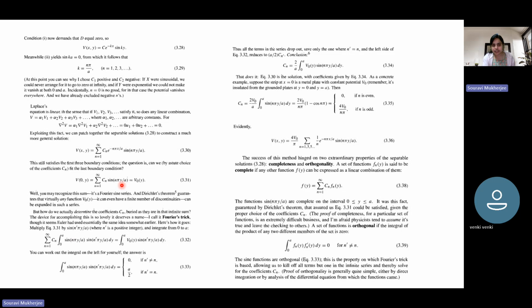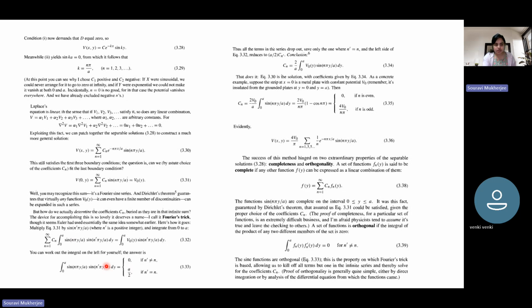So here we make use of this Fourier trick, which works on the idea of orthogonality of functions. The orthogonality relation tells us that if you have two sinusoids, sine n pi y by a into sine n prime pi y by a, integrated from 0 to a, then only when n prime is equal to n do we get a non-zero value. That is the orthogonality condition.